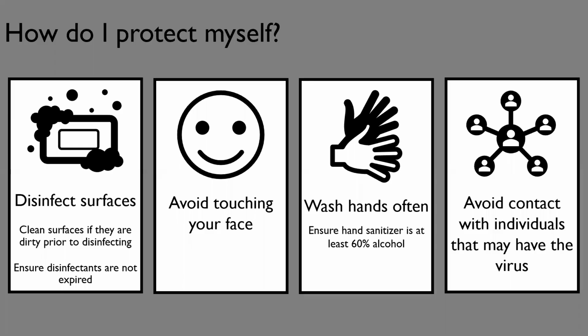So number one, how do you protect yourself? This is something we've been hearing a lot about, disinfecting surfaces. One thing to think about is make sure the surfaces are clean before you disinfect them. Avoid touching your face. Wash your hands often. Ensure your hand sanitizer is at least 60% alcohol. Another thing is to make sure that the hand sanitizer or the disinfectants that you're using aren't expired. That's one common error that people will make when they're using things like bleach, is it'll actually be expired and then it's not as effective in actually killing the viruses off these surfaces.